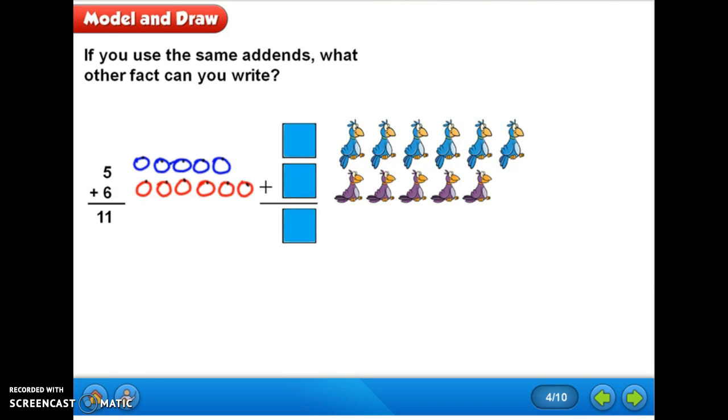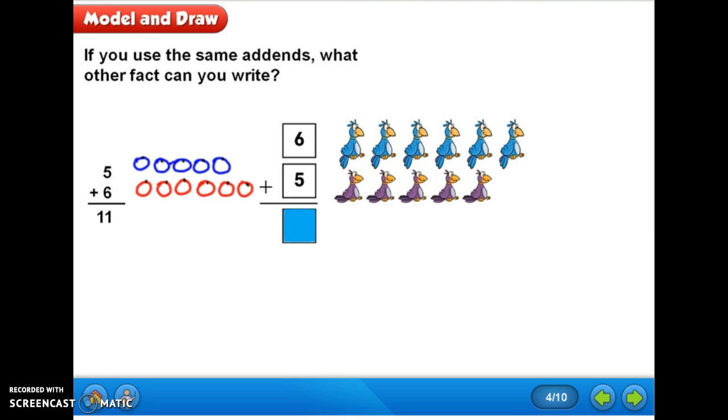Let's look at this problem next to it. How many birds do I have on the top? Let's count them. 1, 2, 3, 4, 5, 6. All right, so I have 6. And how many pink birds do I have underneath? Let's count those. 1, 2, 3, 4, 5. So I have 5 on the bottom.